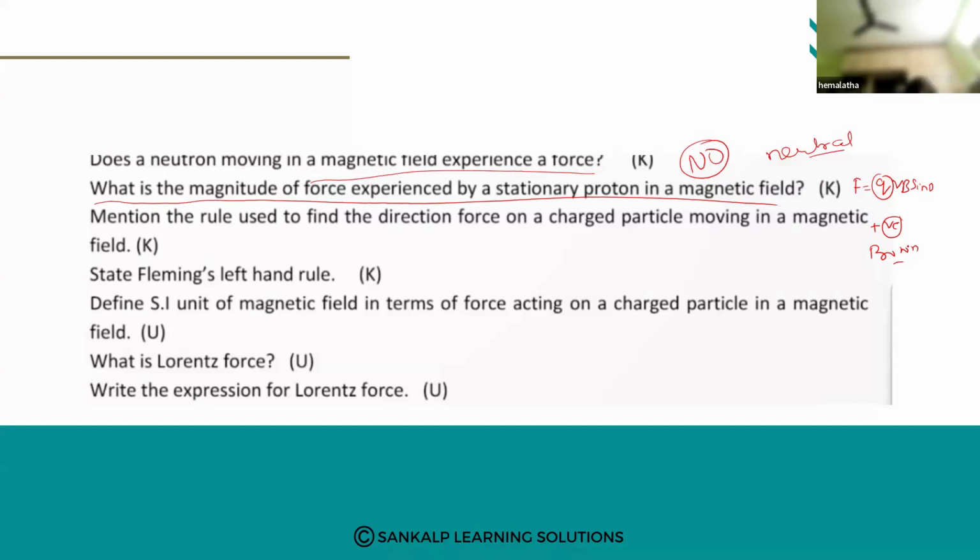The force is maximum when the proton moves perpendicular to the magnetic field. So theta is equal to 90, the maximum. No force whenever theta is equal to 0. You can calculate this using this equation.